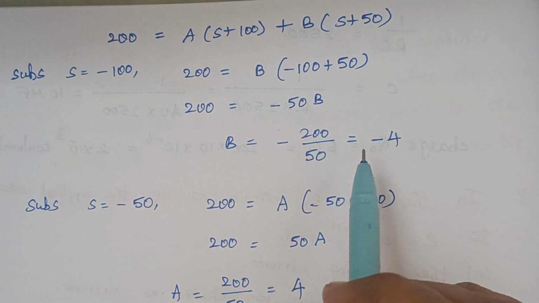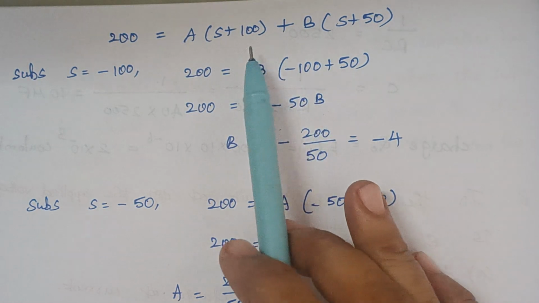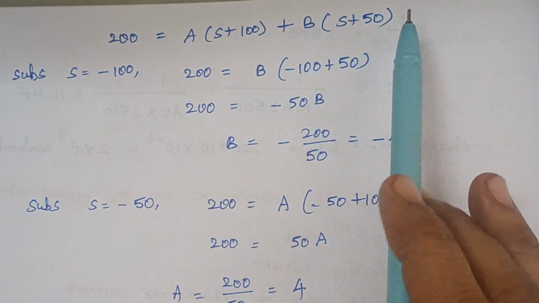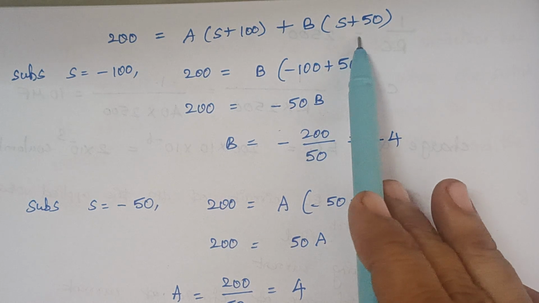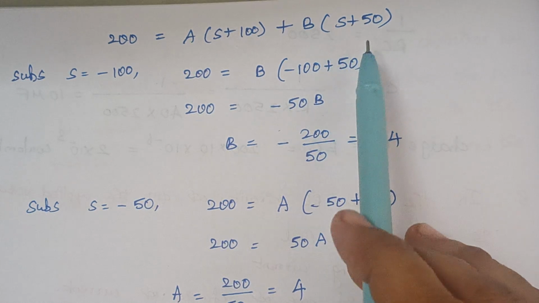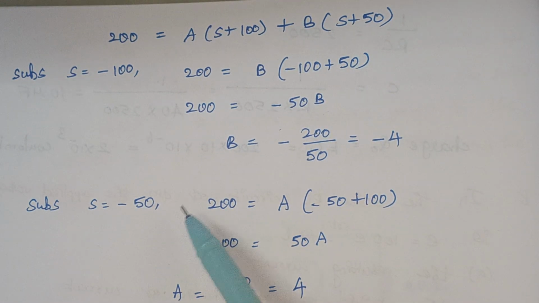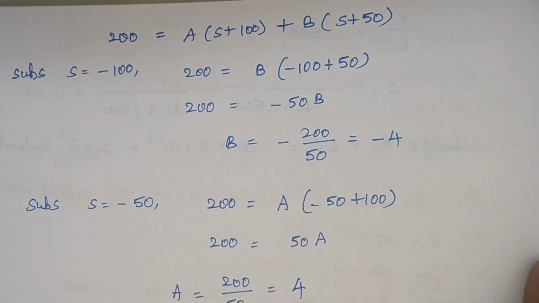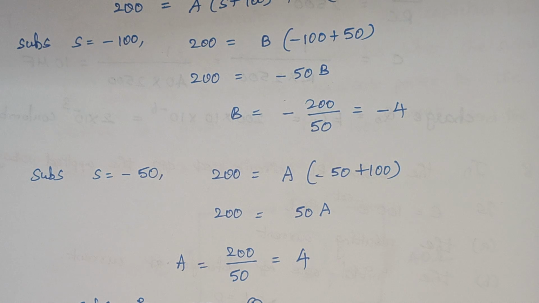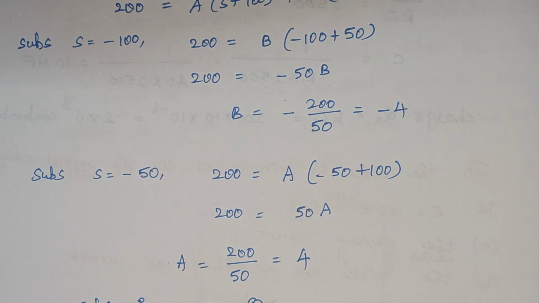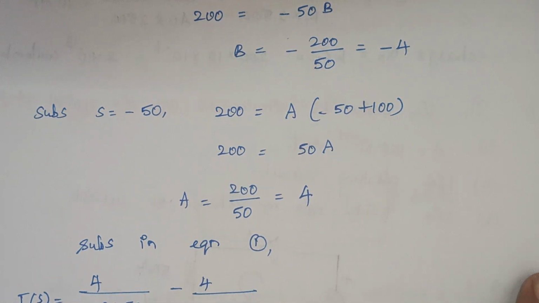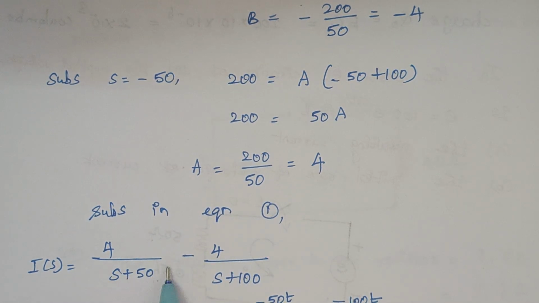The next step is to find the value of A. To find the value of A, we have to make the B term zero. In order to make the B term zero, since we already have plus 50, we substitute s as minus 50. The B term becomes zero and the value of A becomes 4. Now we have calculated the values of A and B. Just substitute these values in the equation, and this is our I of s.